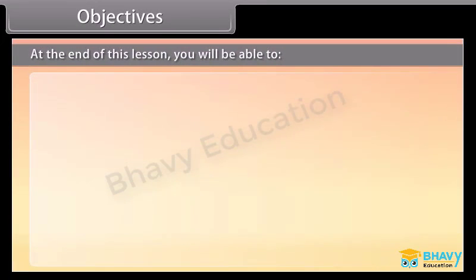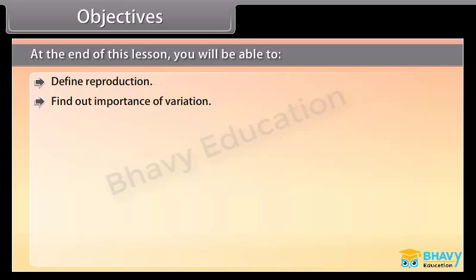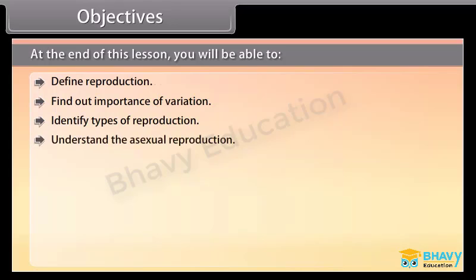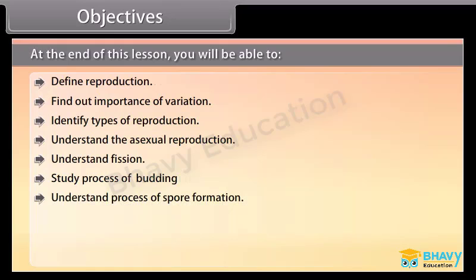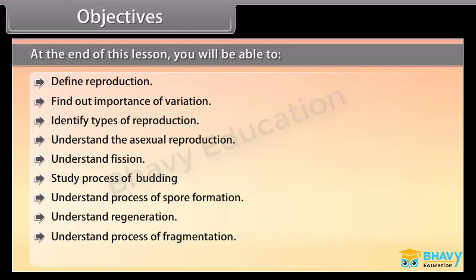Objectives. At the end of this lesson, you'll be able to define reproduction, find out importance of variation, identify types of reproduction, understand the asexual reproduction, understand fission, study the process of budding, understand process of spore formation, understand regeneration, understand process of fragmentation, find out vegetative reproduction.